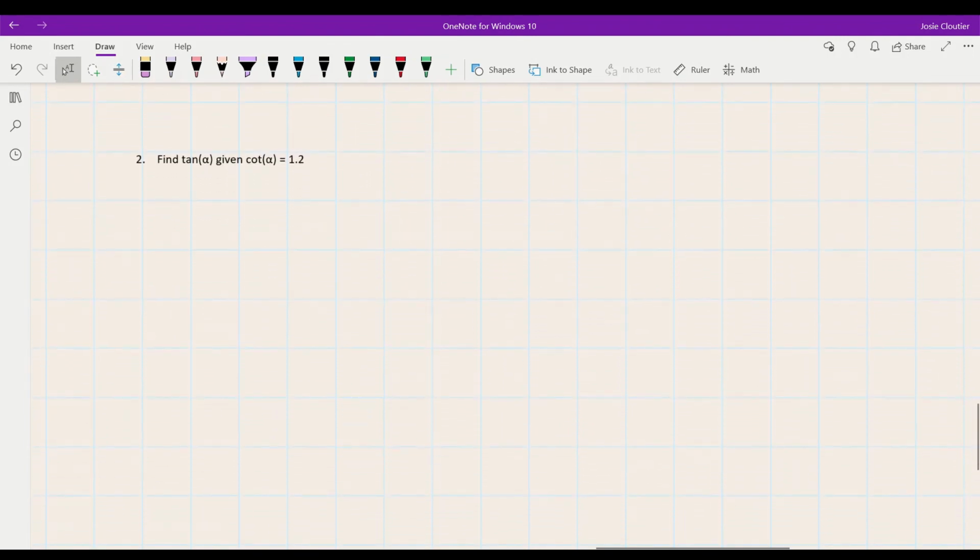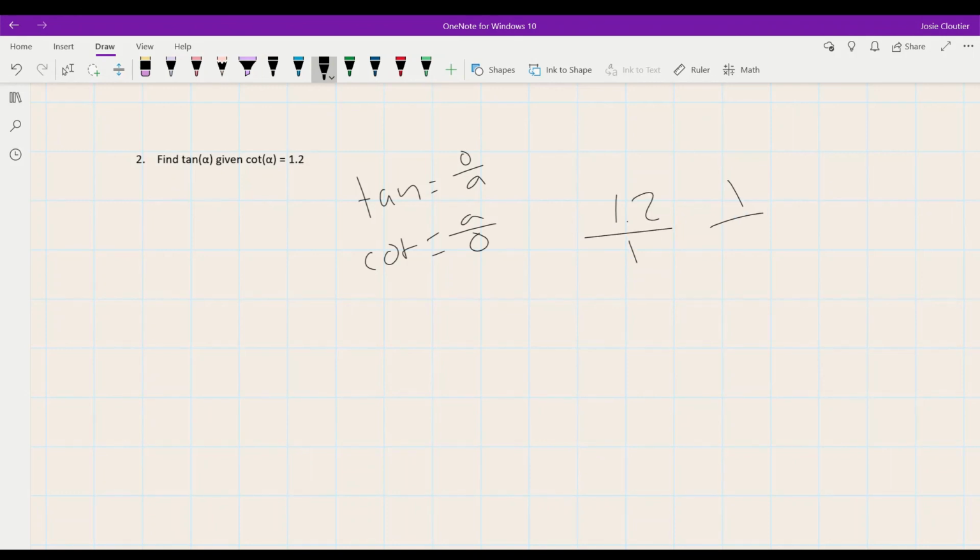Now tangent, cotangent. Tangent is equal to opposite over adjacent. Cotangent is equal to adjacent over opposite. The reciprocals of each other. So 1.2 over 1 becomes 1 over 1.2. And we get that cotangent of alpha is equal to 0.833 repeating.